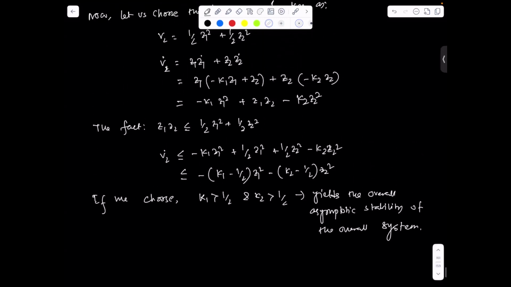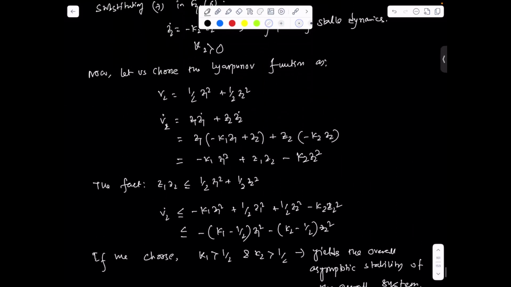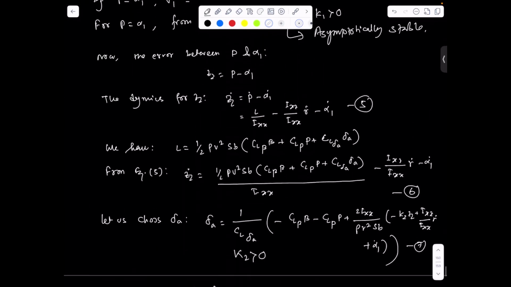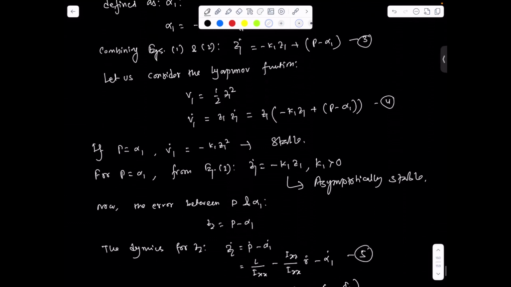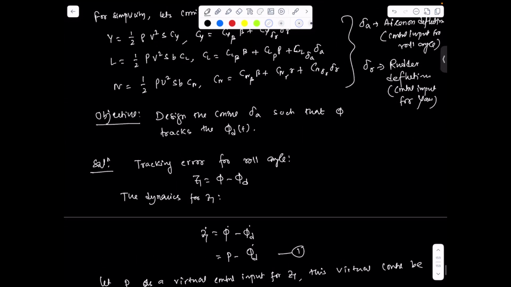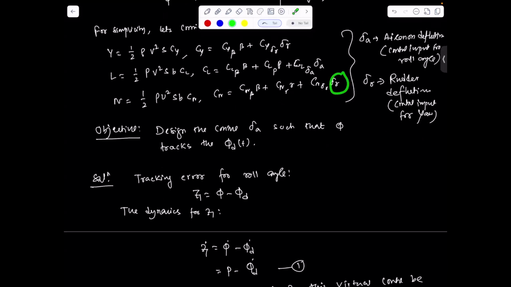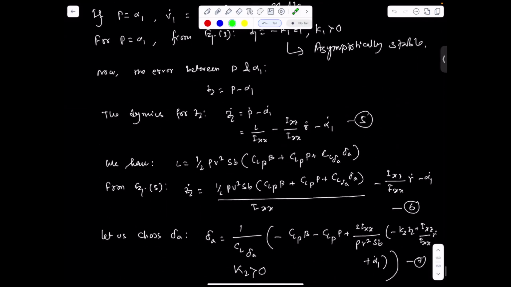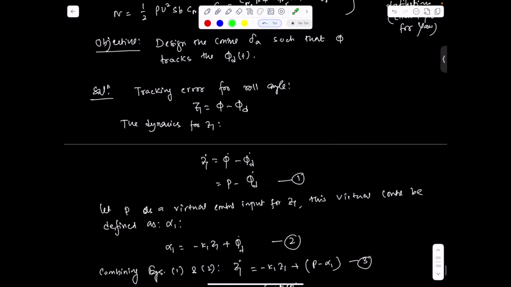So we have done the control design of the entire system. And since our only objective is to control the phi angle, similarly, if you want to design delta R, we can proceed with the same steps to design delta R for controlling the beta angle.